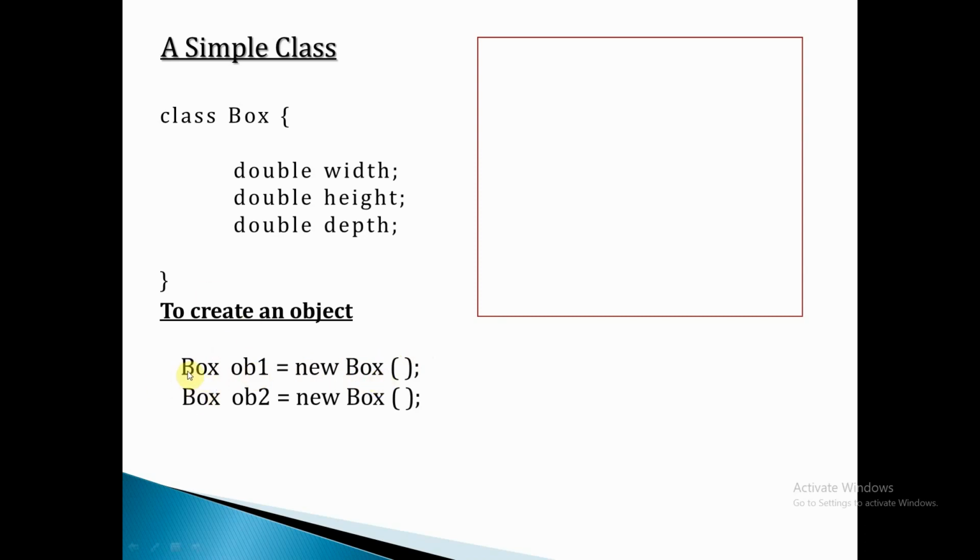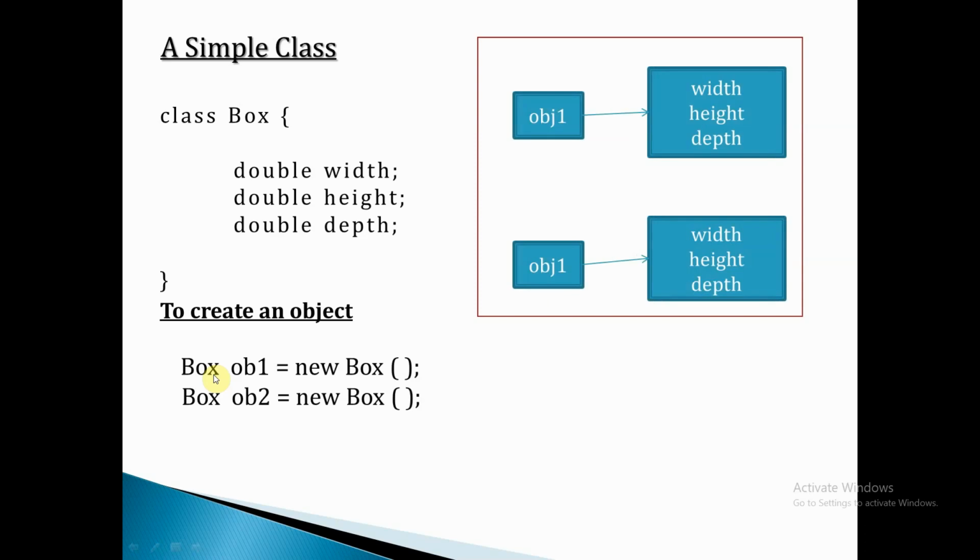So first we have a class name, then the object name equal to, then we have to give a new keyword, then we have to use box. We will discuss it one by one. So now whenever I create an object like this, here I have two objects. The first object name is OB1 and the next object name is OB2. So here I have an object called OB1 and the data is present in it. And the next one is OB2 and the data is present in it.